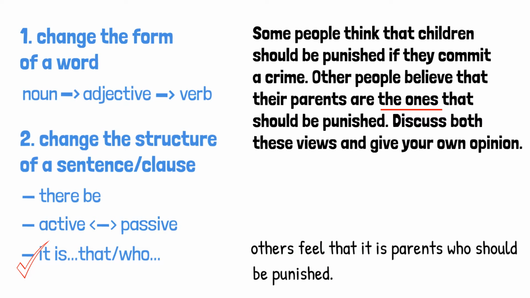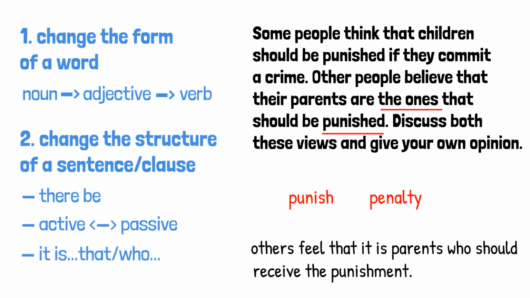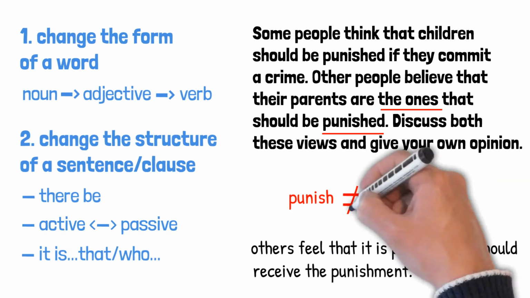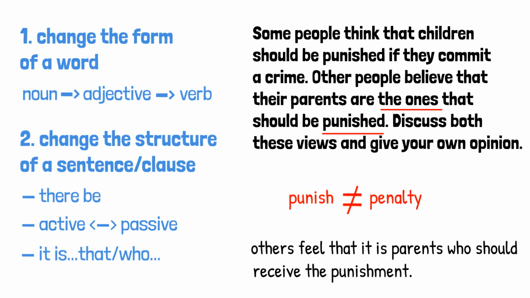Now, let's see if the other techniques work here. So one of the key words in this question is the verb punish. We can change it into the noun punishment. It is parents who should receive the punishment. I really can't say enough how important this technique is. I wouldn't have got a 7 on the writing test if I had changed the punish into penalty. These words actually do not mean the same. Changing word forms is how you can paraphrase a word accurately.